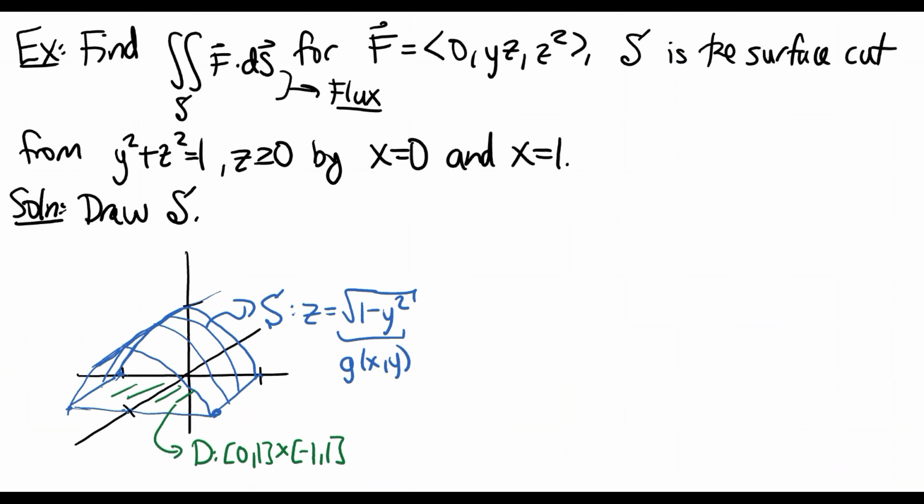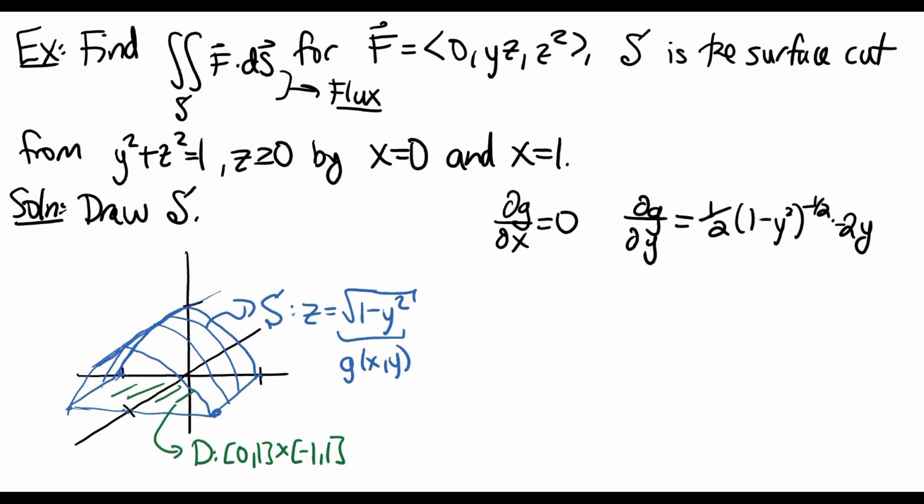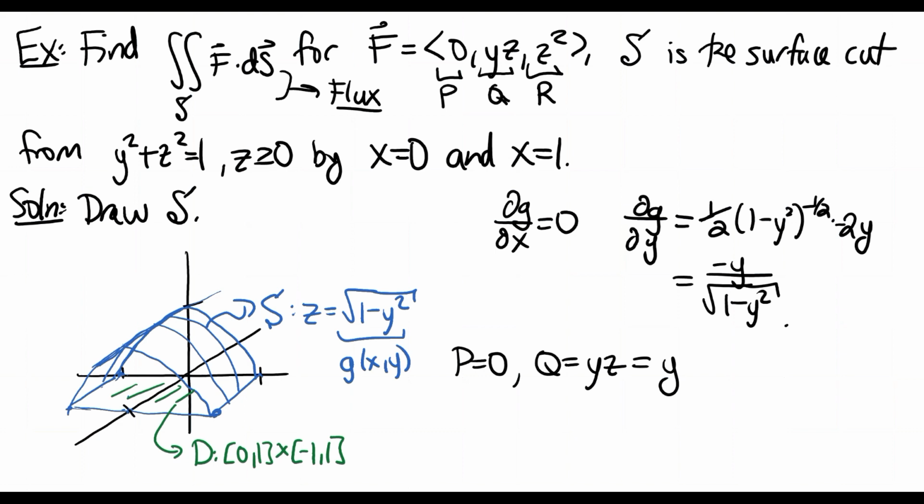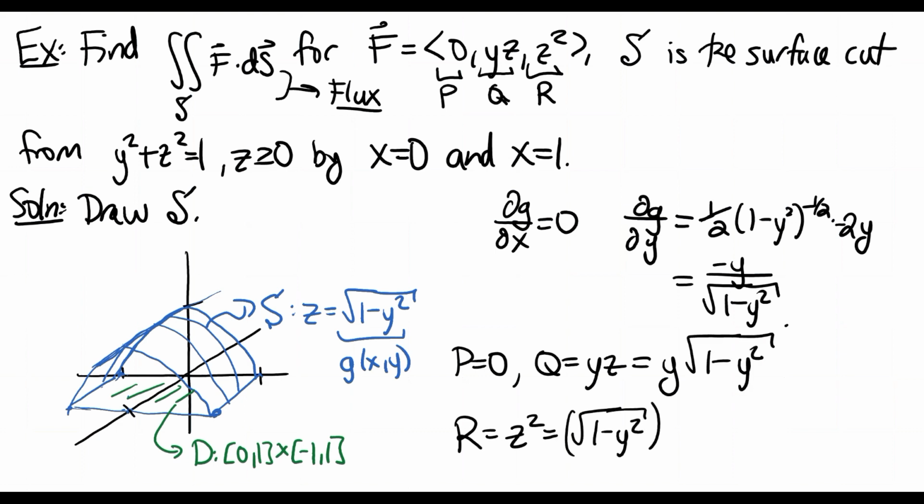The partial derivative of g with respect to x is 0, and the partial derivative of g with respect to y is 1/2 times (1 minus y squared) raised to the negative 1/2 times negative 2y, which equals negative y over the square root of 1 minus y squared. Now let's identify our P, Q, and R. P equals 0, Q equals y times z, which equals y times the square root of 1 minus y squared, and R equals z squared, which equals 1 minus y squared.